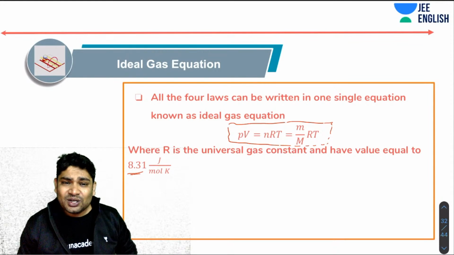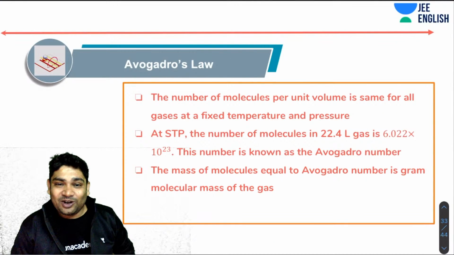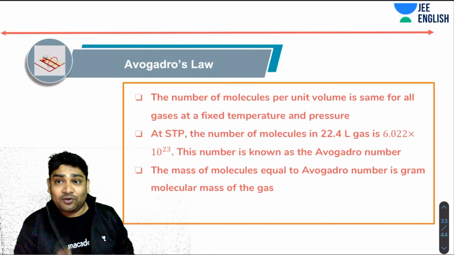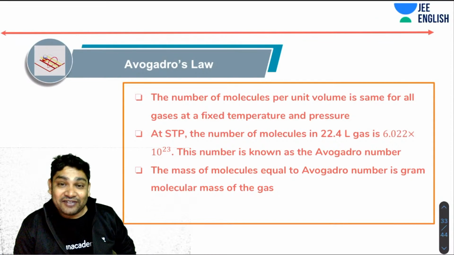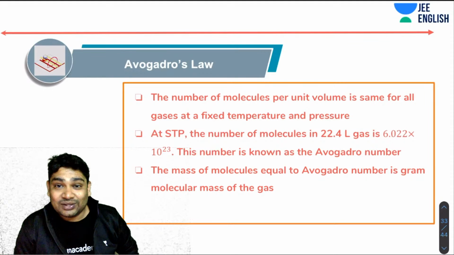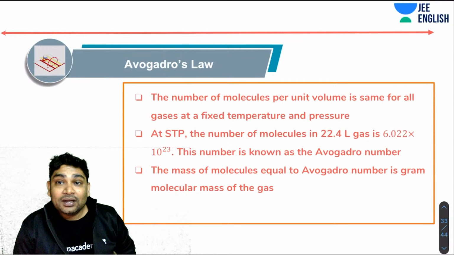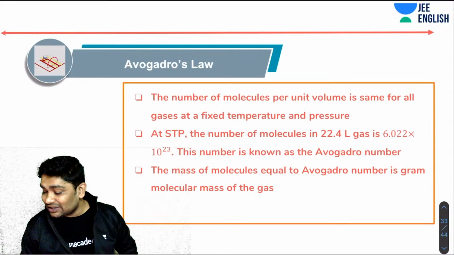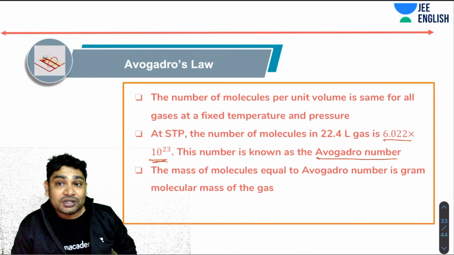Okay, so again, this is just a quick recap. This I'm sure you would have studied all along in any case. Now then there is Avogadro's law. Avogadro's law says that the number of molecules per unit volume is the same for all gases at a fixed temperature and pressure. That is very interesting. Per unit volume, every gas has exactly the same number of molecules. So that was something really interesting. At STP, being the standard temperature and pressure, 22.4 liters of gases have these many molecules. And this is what you call Avogadro's number. The mass of the molecules equal to Avogadro's number is called the gram molecular mass of the gas.